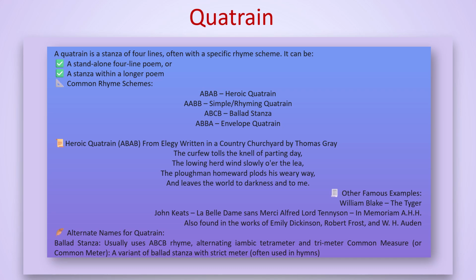Let us look at the famous heroic quatrain ABAB from Elegy Written in a Country Churchyard by Thomas Gray. Look at these 4 lines. Here, the last word of the first line is day, whereas the second line is lea, and the third line is way, and the fourth line is me. Here we can see the rhyming scheme is ABAB, and because of this, it is known as a heroic quatrain.